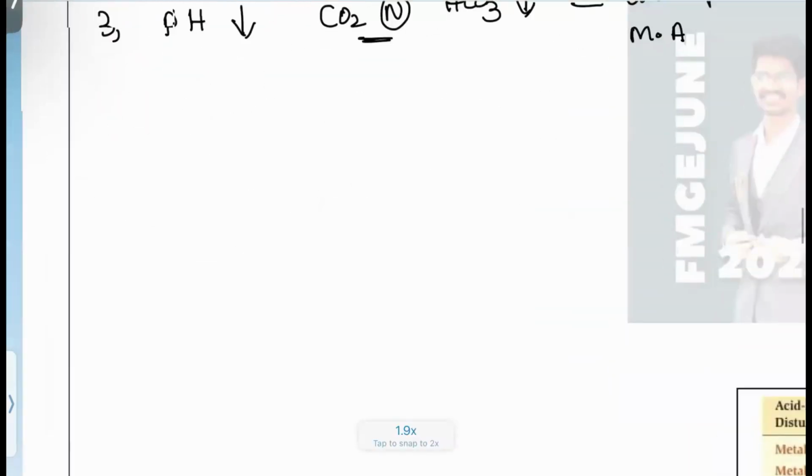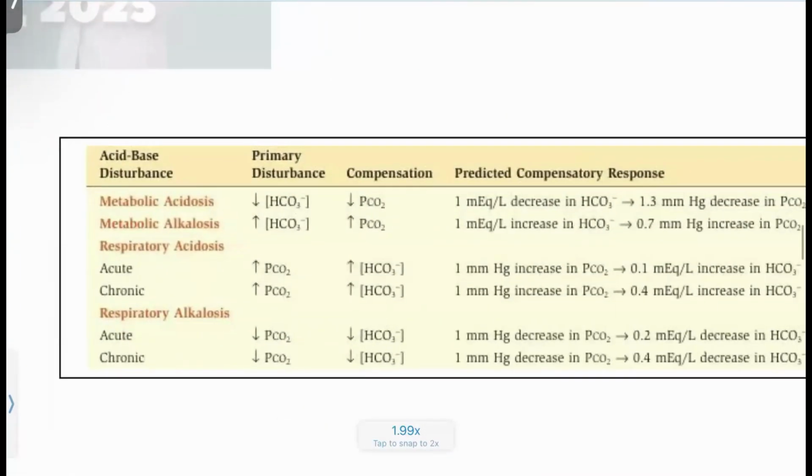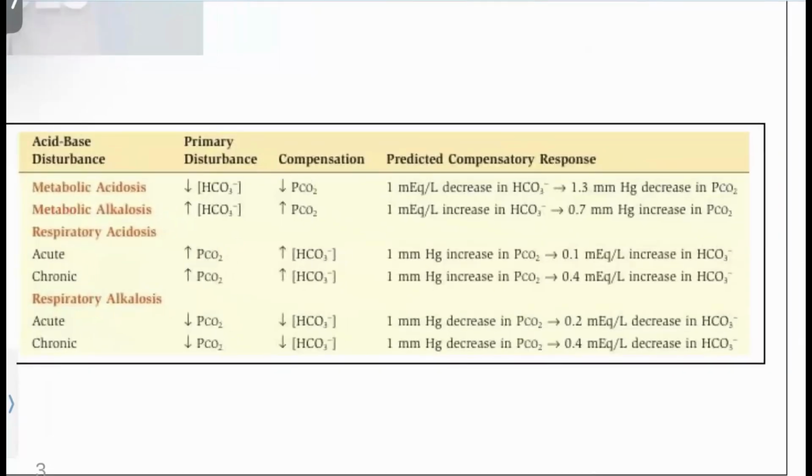Other formulas you can use are commonly known as Winter's formulas. These are the compensatory mechanisms. Actually, your respiratory compensation is faster than the kidney. In metabolic acidosis, for the compensation of PaCO2, for every 1 milliequivalent decrease in HCO3, the PCO2 is going to decrease by 1.3 mmHg.